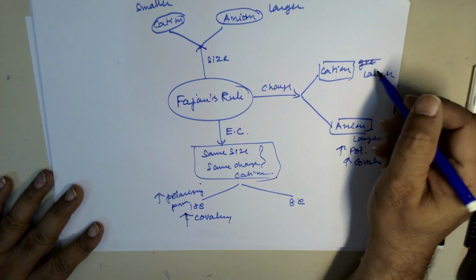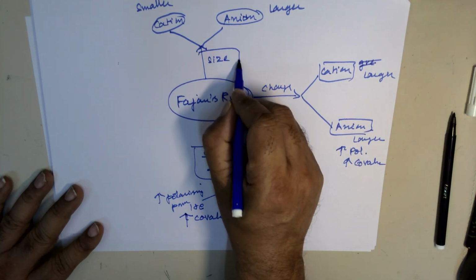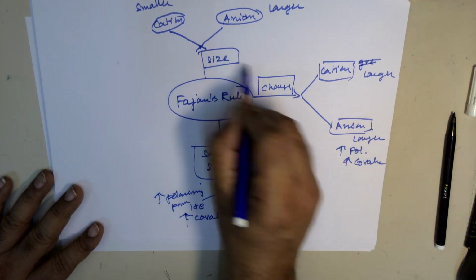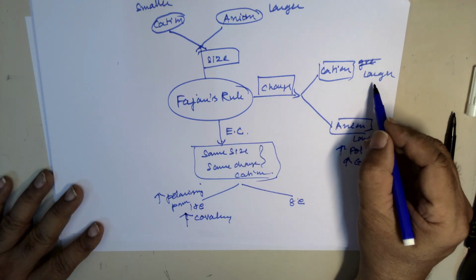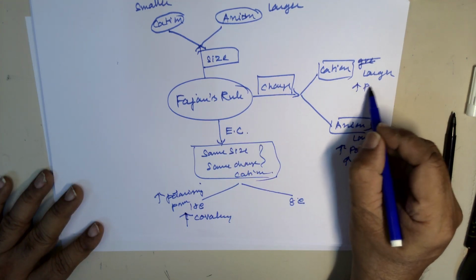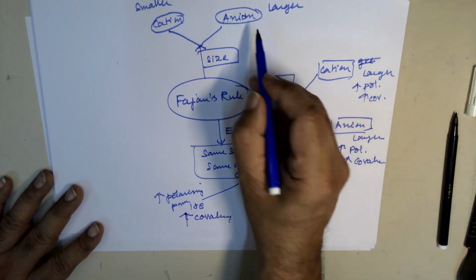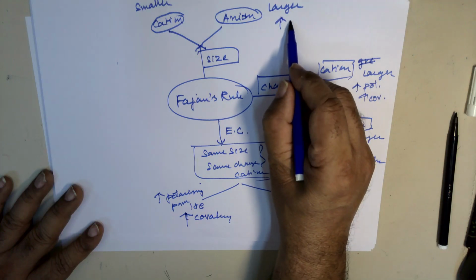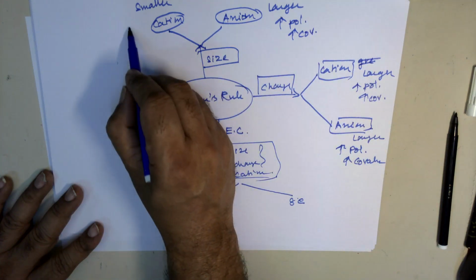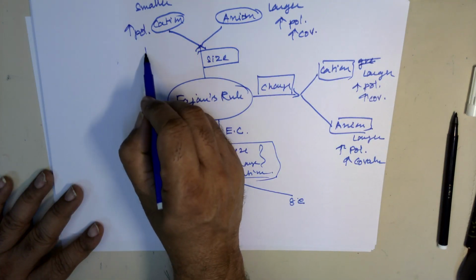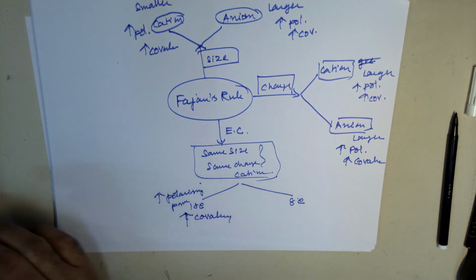And here tell me, larger the charge, don't forget. So this is regarding size and this is regarding charge, so you should not get confused between these two. In this case, both of them have larger charge. So here also high polarizing power and then high covalent behavior. Here high polarizing power and then high covalency. And here also high polarizing power, high covalency. Got it? Okay, so don't forget this.